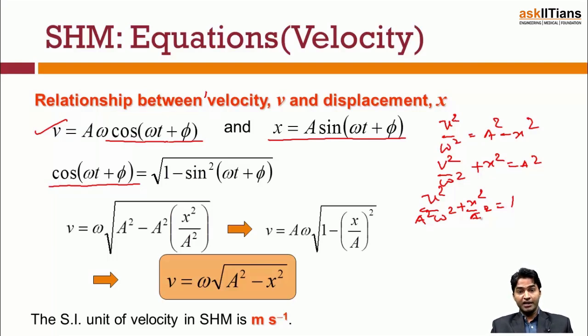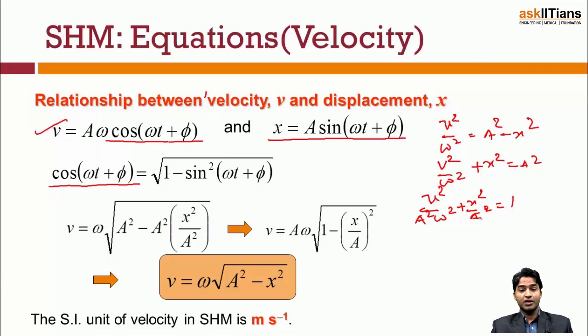So what we did in this part actually, as we are given the velocity relationship as v equal to a omega cos(omega t plus phi), we would like to change the phase of cos, so change the operator of cos to sine. We will recall a mathematical trigonometric equation, sin square theta plus cos square theta equal to 1, and cos theta is equal to under root of 1 minus sin square theta. Or we can say we would like to draft it v equal to omega under root of a square minus a square x square by a square, because we are given x by a equal to sin(omega t plus phi).